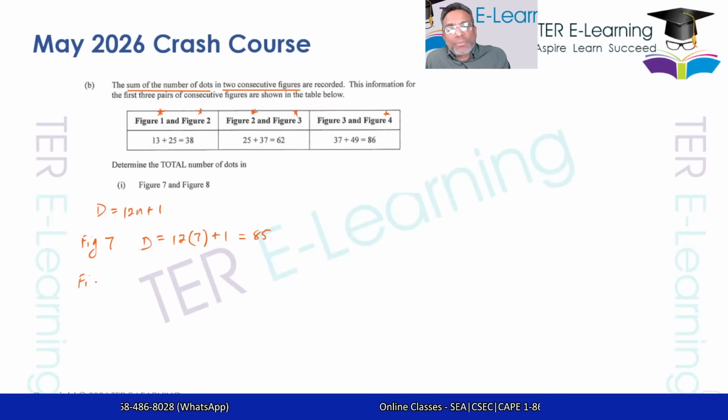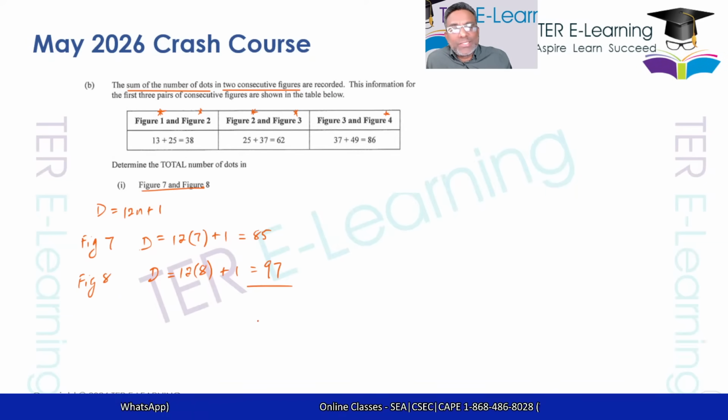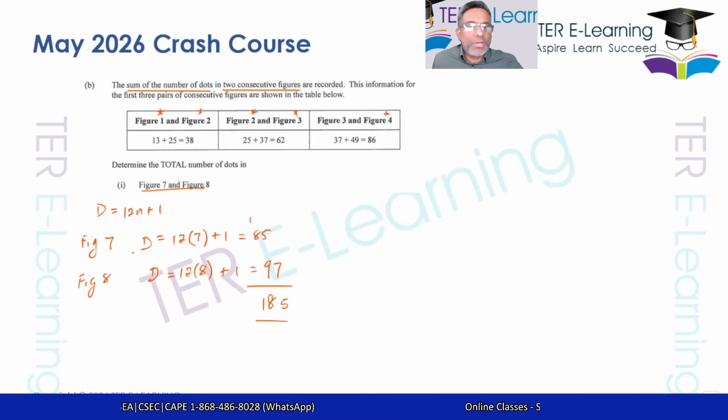And we need to figure out for figure 8. The number of dots in figure 8 will simply be 12 by 8 plus 1. That's 96 plus 1. That's 97. But they want the total number of dots here, so we need to add these 2 numbers. So that's 7 and 5 is 12, 9 and 1, 10. So that's 185. So they want the total number of dots in figure 7 and figure 8.